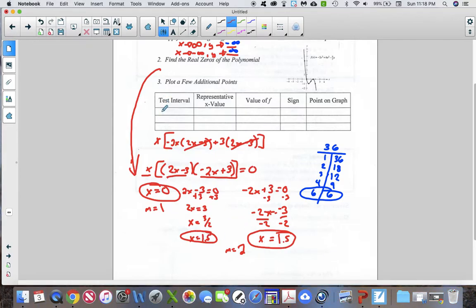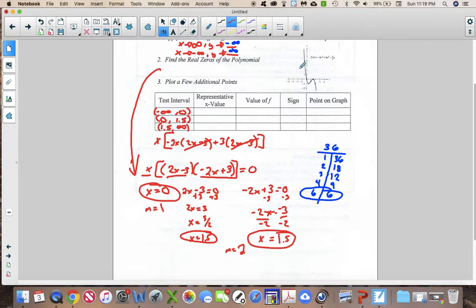So I'm going to do test intervals. If I'm looking at this like a number line, numbers on the left side of 0 would be negative infinity to 0. That's one of my test intervals, negative infinity to 0. Then I have the interval from 0 to 1.5. And then I have 1.5 and beyond, right? I have to figure out what those are doing.